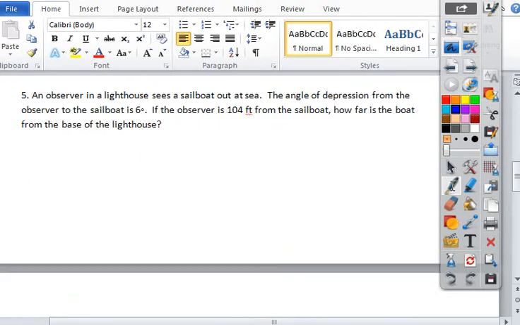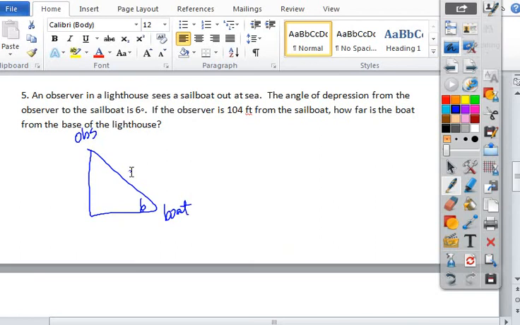Number 5, we've got observer in the White House. Sailboat out at sea. Angle of depression is 6. So that's going to wind up there. If the observer is 104 feet from the sailboat, where does that need to go? Bottom? Wait. On the side. The guy's up here. There's the observer. And then the sailboat. And there's the boat there, the hypotenuse. So 104 has to be the hypotenuse.